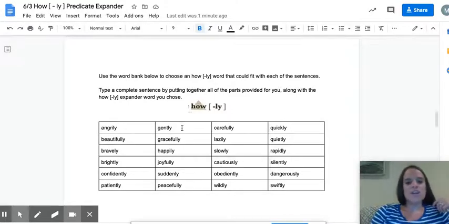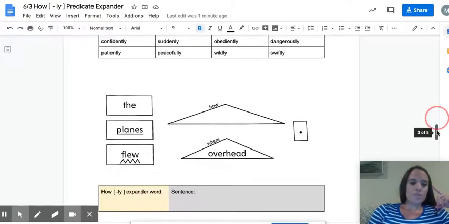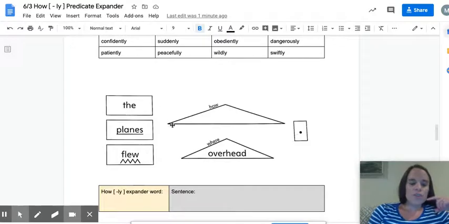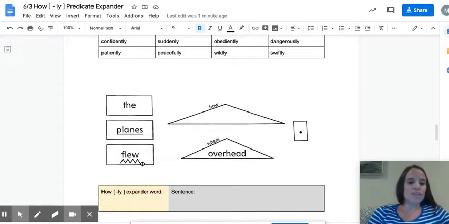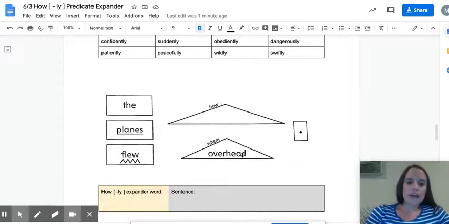So we have gently, gracefully, silently, slowly. So you can choose whatever word you think makes sense. And you are going to scroll down here. And so you're given a few things. You're given a subject word, which is underlined. You're given an action predicate word, which has the action predicate symbol underneath it. You're given a where expander. So here we just have a position word, overhead. And then you have a how expander that's empty.